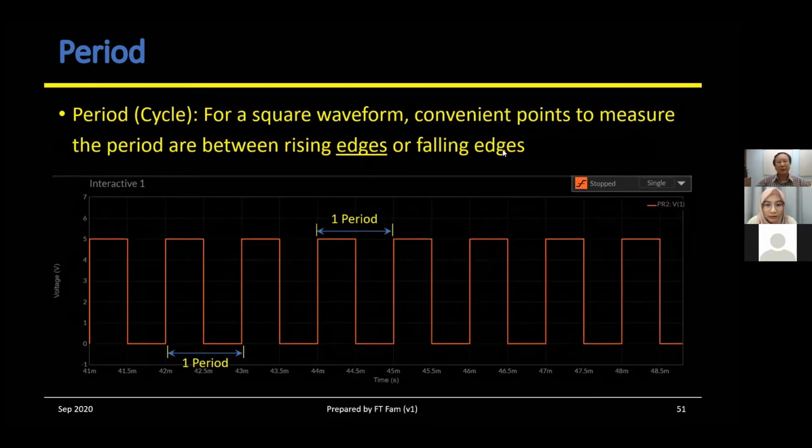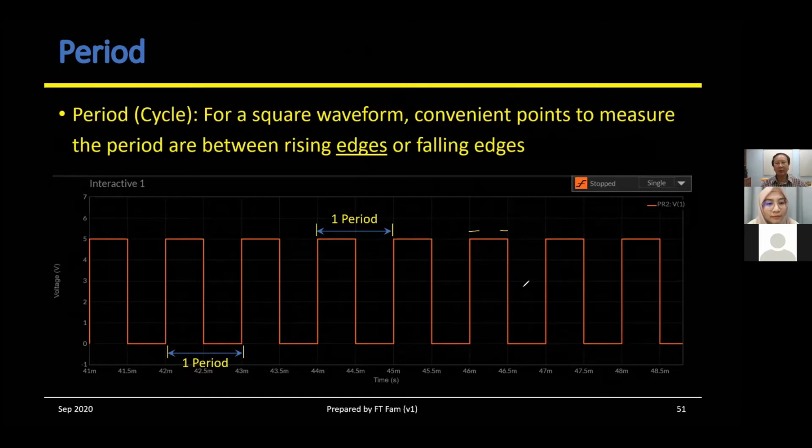So what we just saw was an example of the sine wave. Now it is a square wave. For the square wave, since the top here is actually quite flat, it's quite flat, so you don't know where the peak is. The peak can be anywhere here.